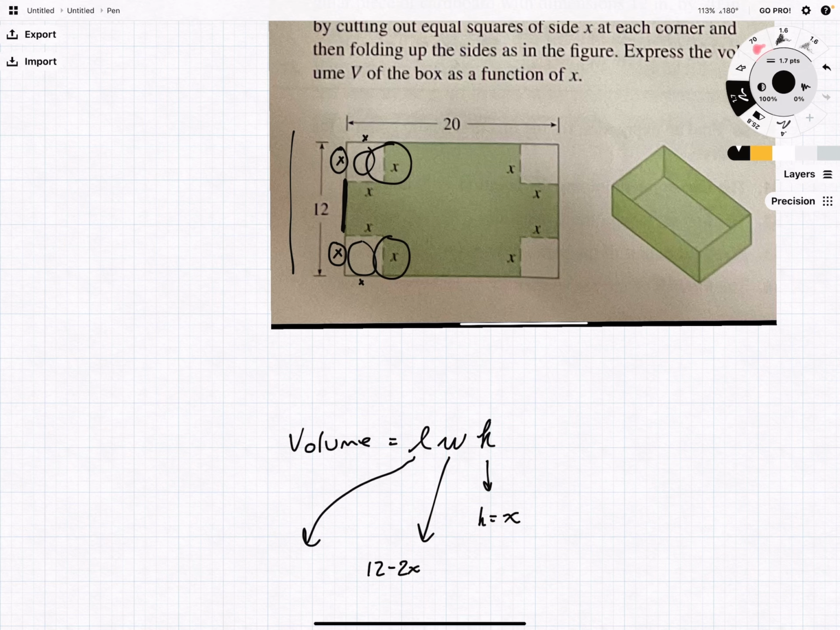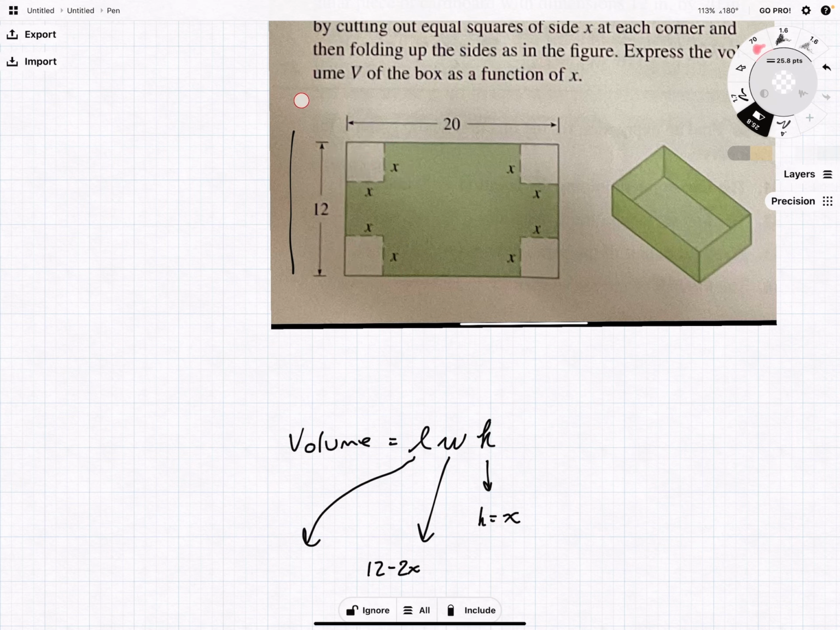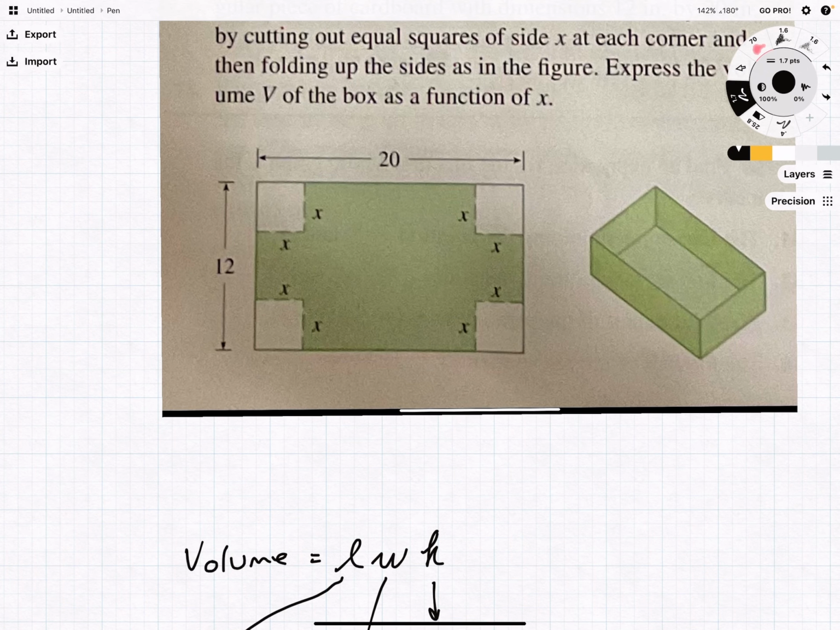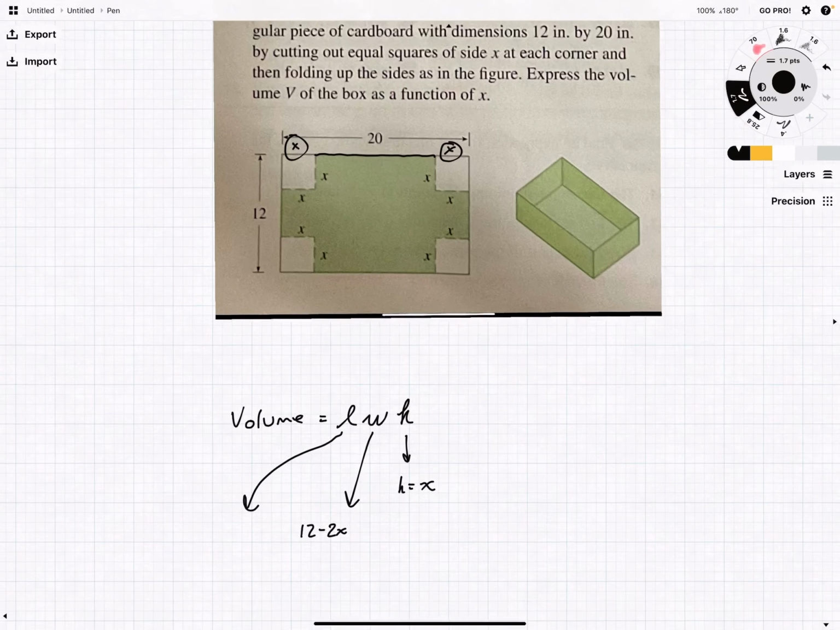And what about the length? First let's erase some of this, so it's a little bit easier to deal with. We'll do exactly the same thing here. With the length, we have 20, and there are also those squares, and every side is going to have a length of x. Because there are two x's here, we are going to have a length of 20 minus 2x. That will give us the length part of our box.